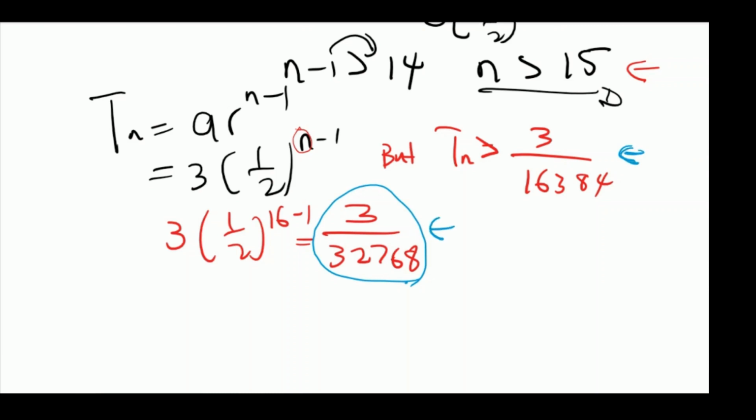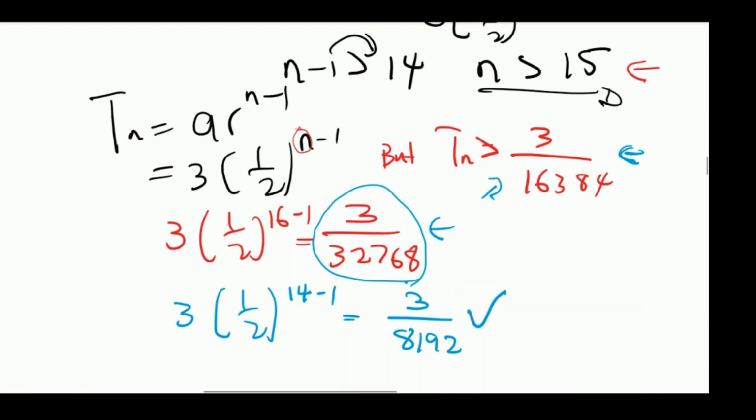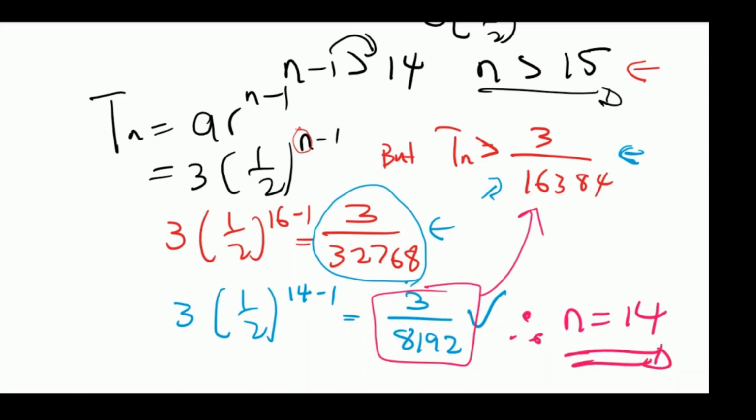So this value is smaller compared to this value here. We need a value that is larger, right? So if you substitute 3 into 1 over 2 to the power of 14 minus 1, you're going to get a value of 3 over 8192. So this is a correct solution because this expression here is larger than this expression here. So you can conclude that n must be equal to 14 to get the expression that is larger than 3 over 16384.